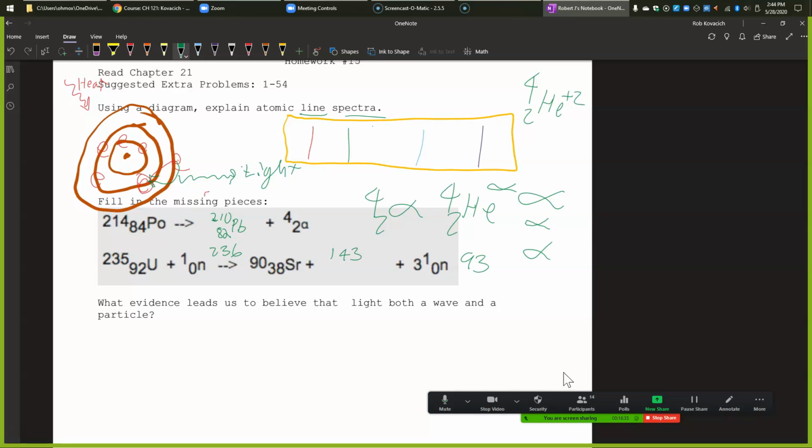All right, so then we're at 143. And then what do we do with the denominator or the subscript? Subtract 38 from 92. Yeah. Hold on. So just because everything else is a 0, I'm just going to subtract strontium's 38 away from uranium's 92, and what do we get? 92 minus 38 is 54.